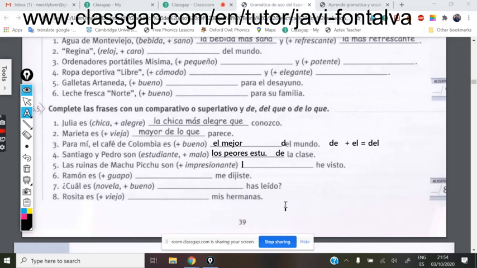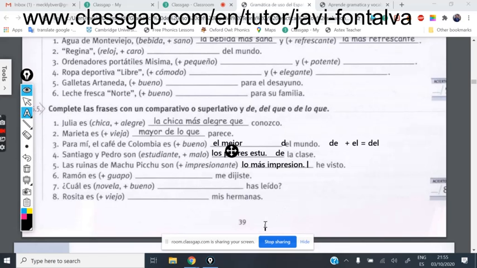It will be impressive to visit, the most impressive to visit. La mejor impresión. Son lo más impresionante, okay, impresionante. Lo más impresionante. And then I need another word here to connect.